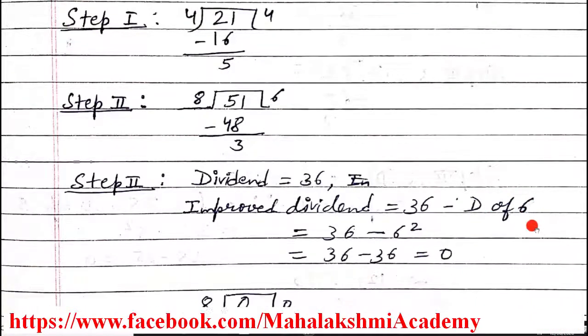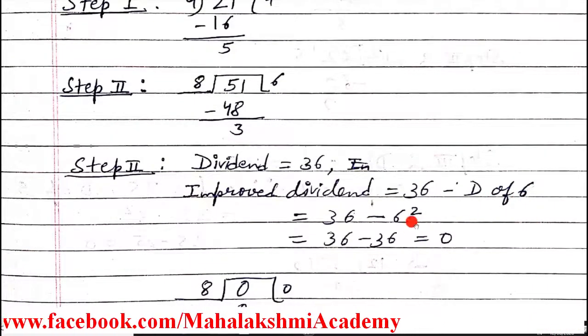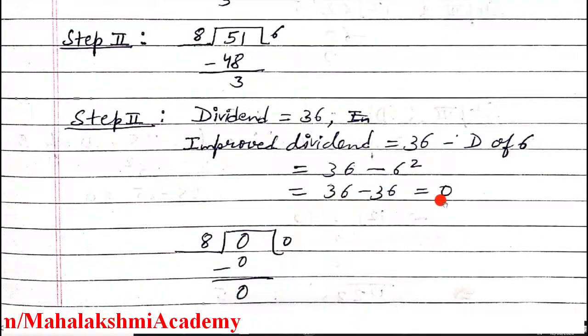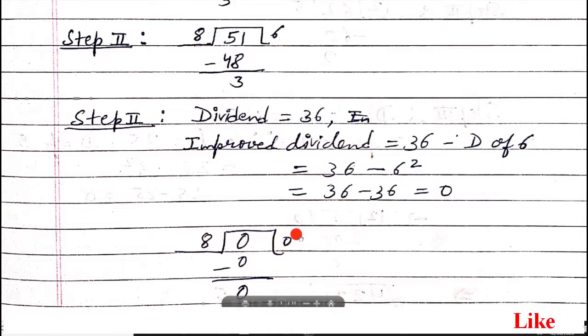And you know, for single numbers Dvandva is the square, that is 6 square is 36. So 36 minus 36 is 0. So the dividend is 36, but the improved dividend is 0. Now this 0 you have to divide by 8. So 8 zeros are 0. So the quotient is also 0 and the remainder is also 0.